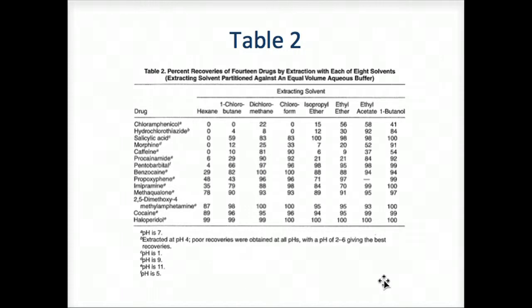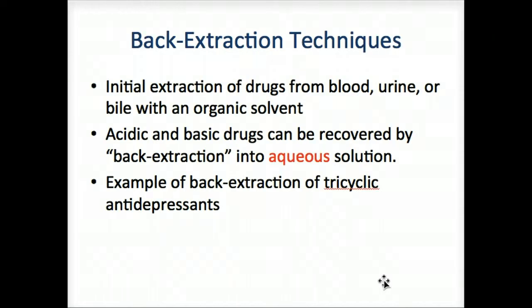Back extraction techniques is next. To get at least 70% recovery in the very beginning, the ratio of solvent to blood should be 5:1 or even 10:1. Even with using a lot of solvent, the initial extraction of blood, urine, or bile with organic solvent is the poorest yield step of all.